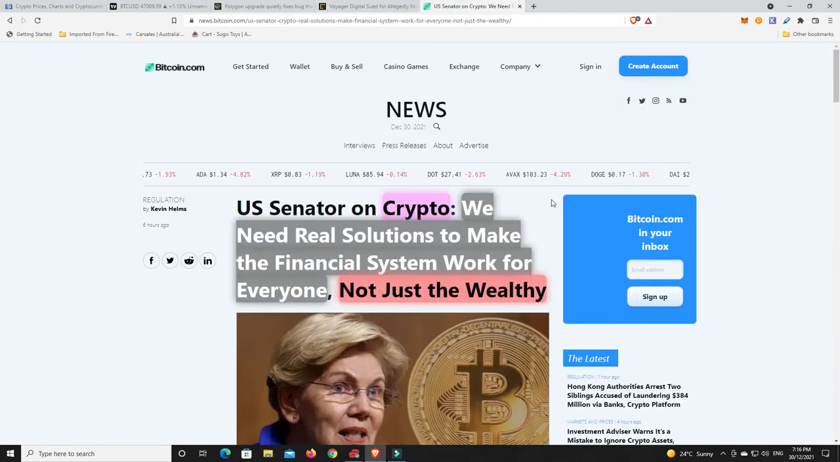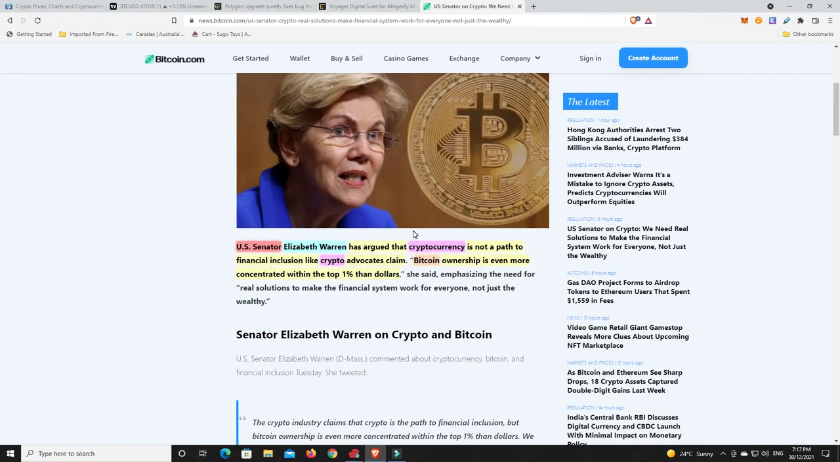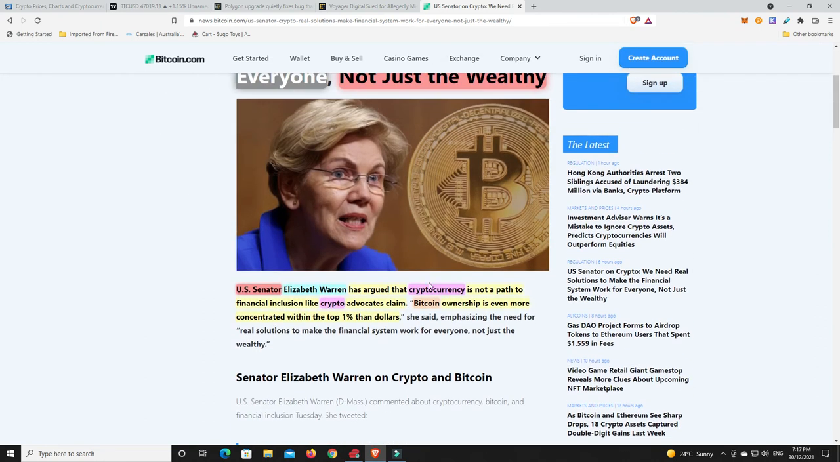Crypto, we need real solutions to make the financial system work for everyone, not just the wealthy. I agree. Now, this is Senator Elizabeth Warren, and she's saying that cryptocurrency is not a path to financial inclusion like crypto advocates claim. Bitcoin ownership is even more concentrated within the top 1% than dollars. Now, I don't know. I guess I'll have to take her word for that.